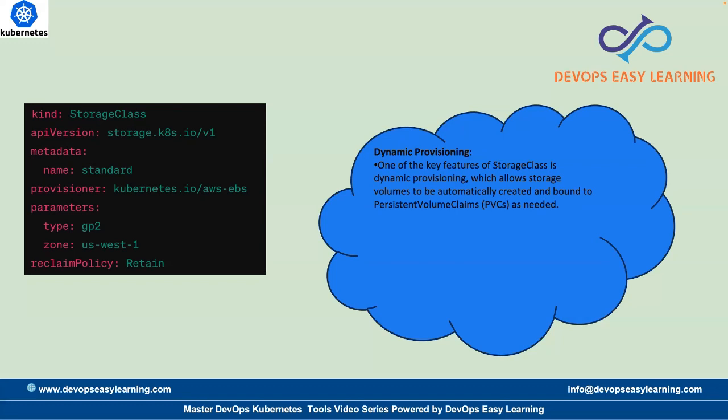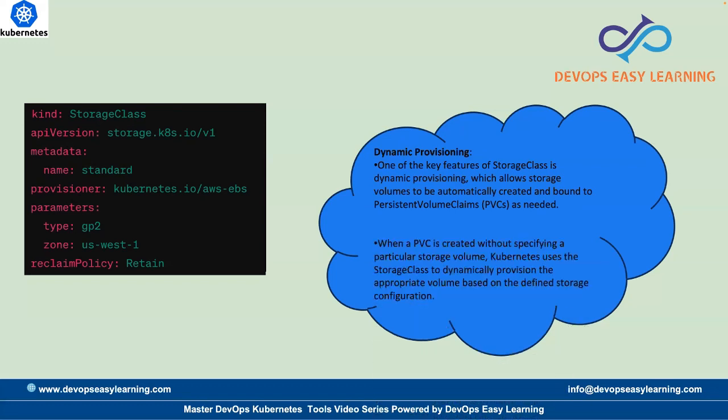Another key feature of storage classes is that if you create a persistent volume and you don't define the volume that persistent volume is going to consume from, it will be consuming from the storage class. By default, Kubernetes will make that persistent volume consume from the storage class as well.